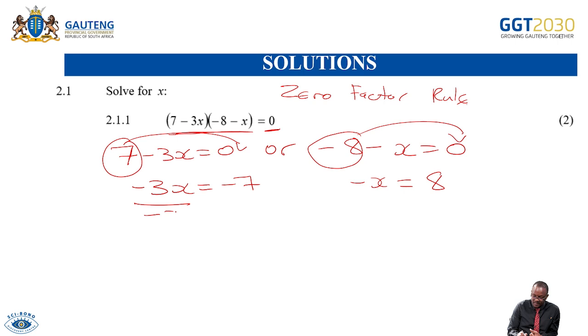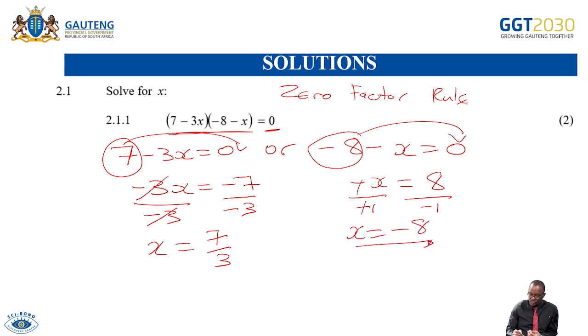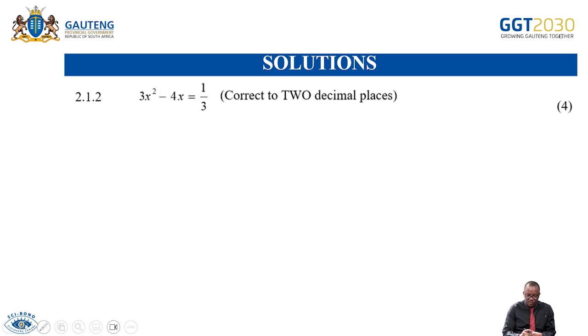Then here you will divide by negative 3 and divide by negative 3. Automatically your x will be 7 over 3. Then if you divide here by negative 1, because you want to remove the negative, then x is going to be negative 8. So that's how you can solve for x without expanding and stressing about multiplying those two brackets. We can use the zero factor rule. And then it's 2 marks. Those marks, normally they will say they are accurate. Correct?